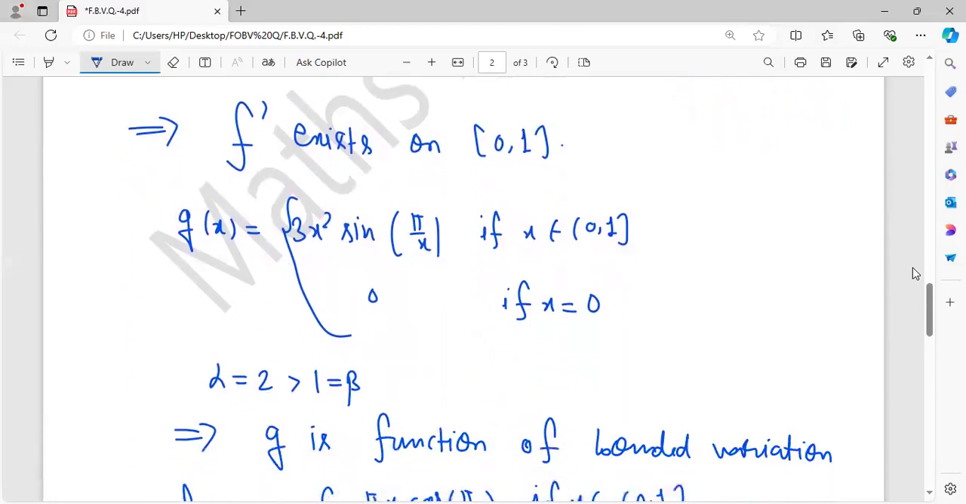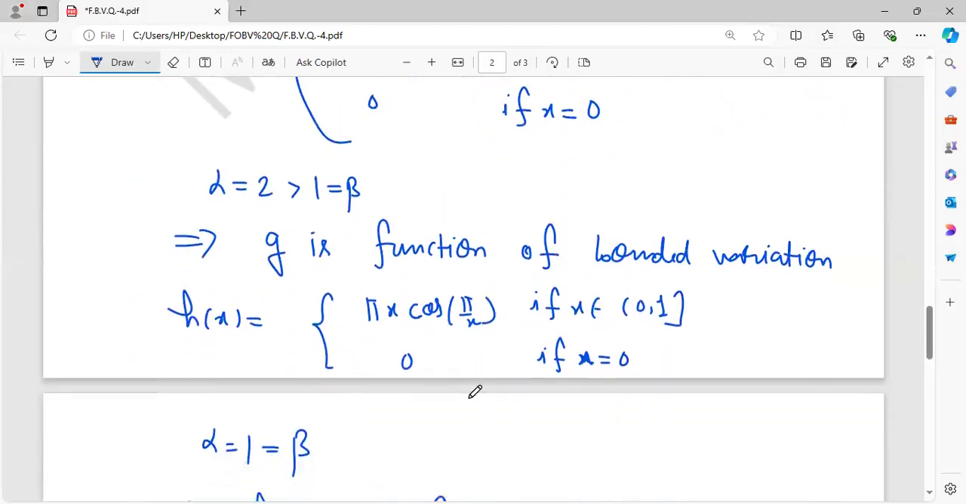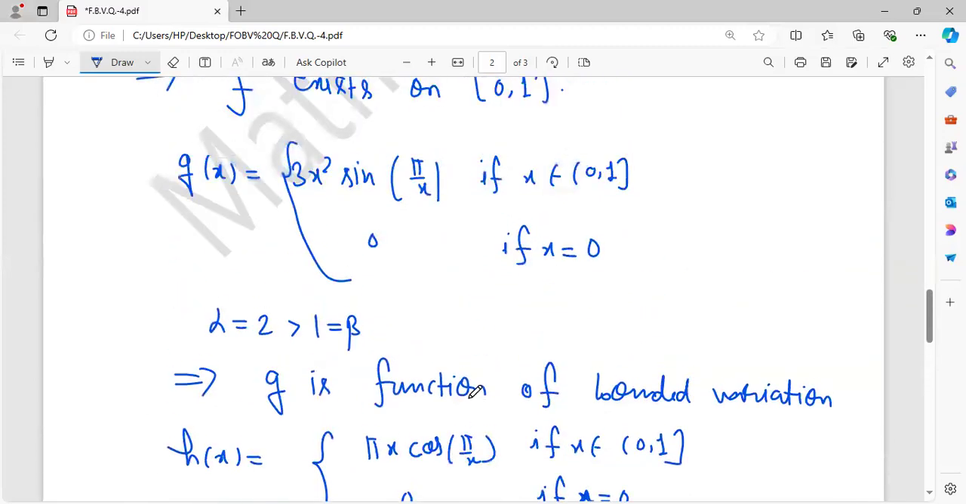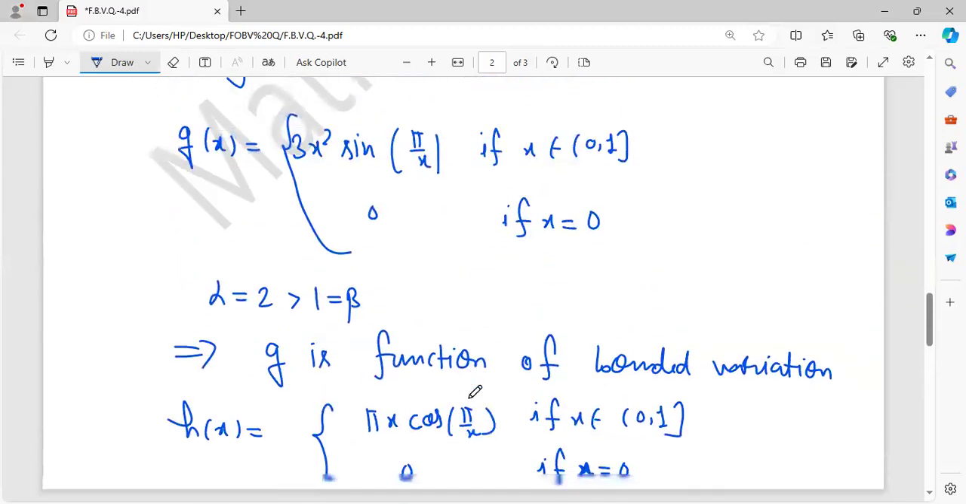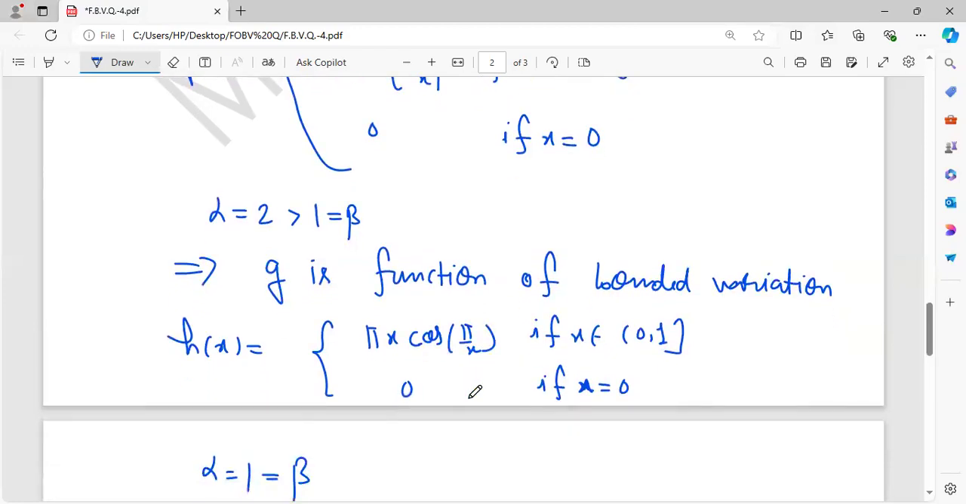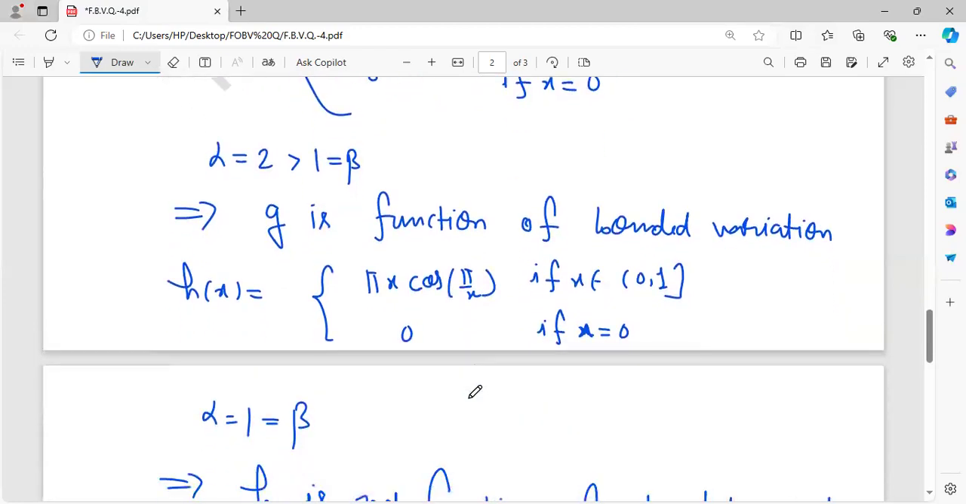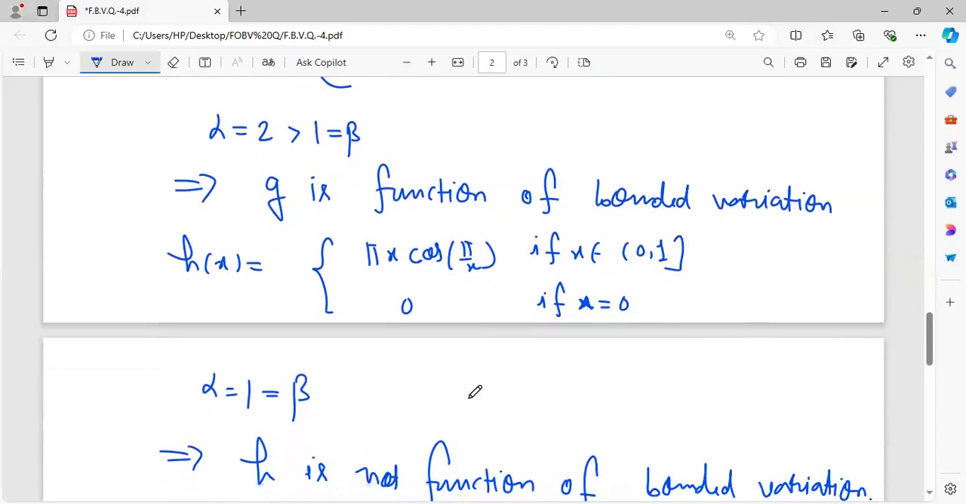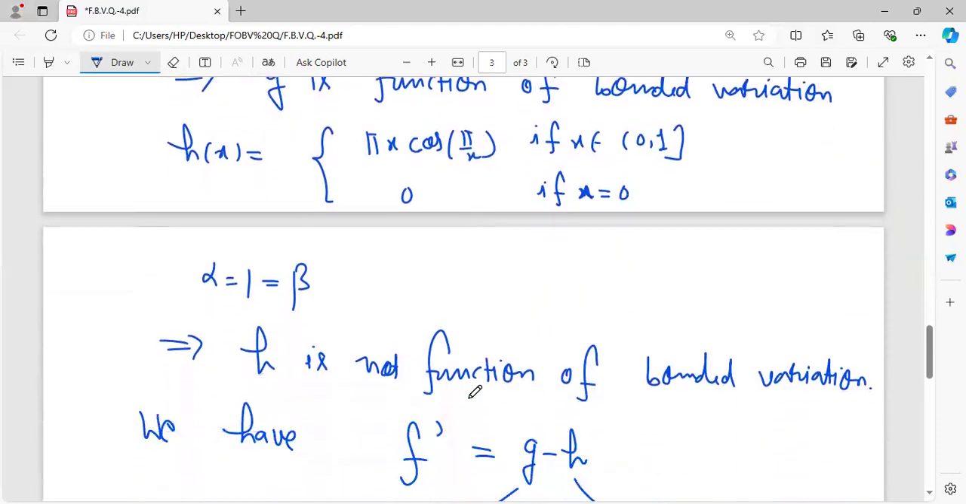Now alpha is 2 here and beta is 1. The 3 is a constant multiple, so it will not affect anything. So alpha is greater than beta, and g is also a function of bounded variation. Now h(x) we are taking as pi x cos(pi upon x), x belongs to (0, 1], and at x equal to 0, the function is 0. Alpha is equal to beta, so h is not a function of bounded variation.